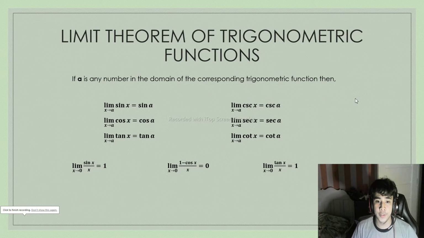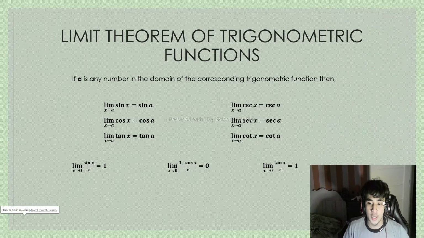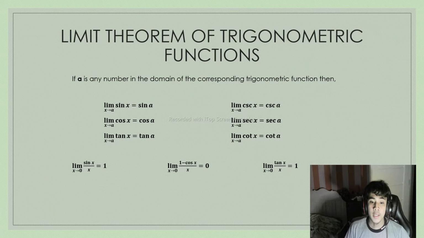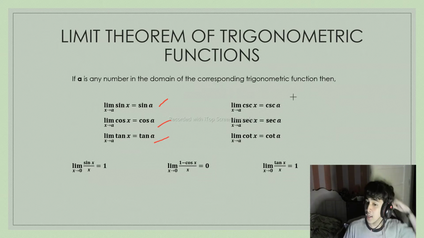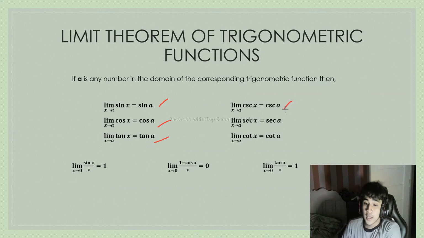So on to our limit theorem of trigonometric functions. If a is any number in the domain of the corresponding trigonometric function, then limit of sin x as x approaches a is equal to sin a, limit of cosine x as x approaches a is equal to cosine a, and limit of tangent x as x approaches a is equal to tangent a. Limit of cosecant x as x approaches a is equal to cosecant a. Limit of secant x as x approaches a is equal to secant a. Limit of cotangent x as x approaches a is equal to cotangent a.